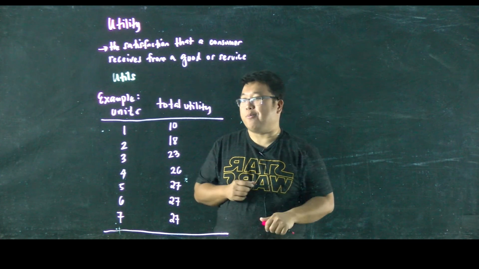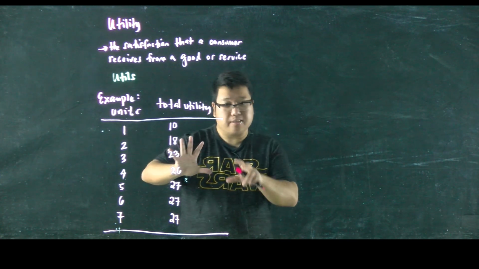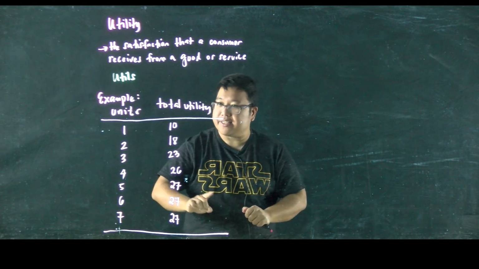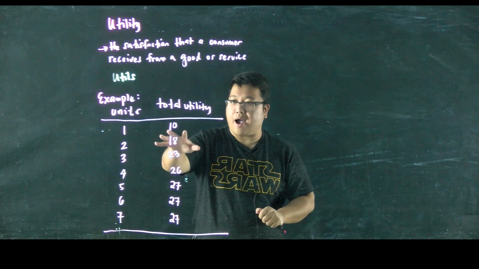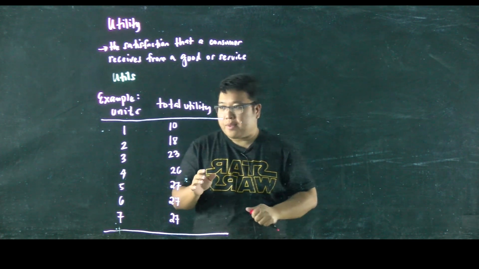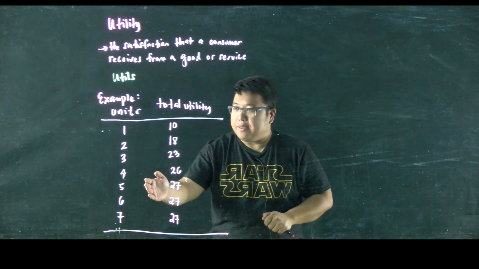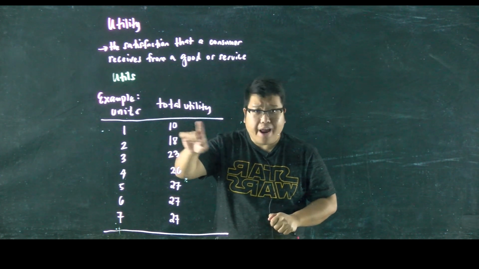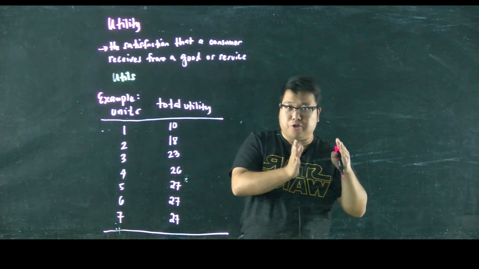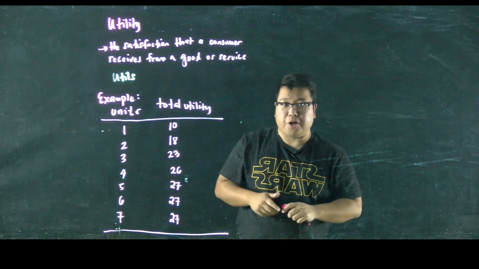All right, so here's the table. And what we see here is that the more units that this consumer consumes, from 1, 2, 3, 4, 5, 6, 7, this individual gets a higher level of utility. But there's something that you need to notice here, is that although utility is increasing, the rate at which utility increases becomes smaller and smaller. This is explained by what we call diminishing marginal utility.